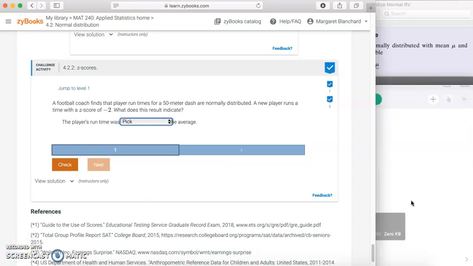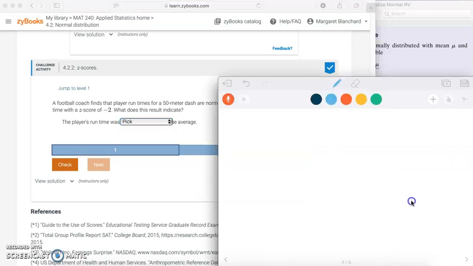A football coach finds that player run times for a 50-meter dash are normally distributed. A new player runs a time with a z-score of -2. What does this result indicate? So right there, when we hear z-score, we know we're looking at a standard normal distribution. Remember, that mean is 0. So if we're looking at it like this, it's 0.